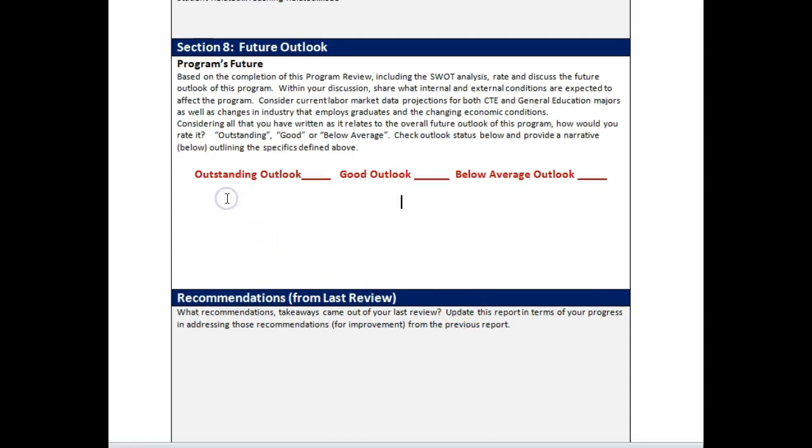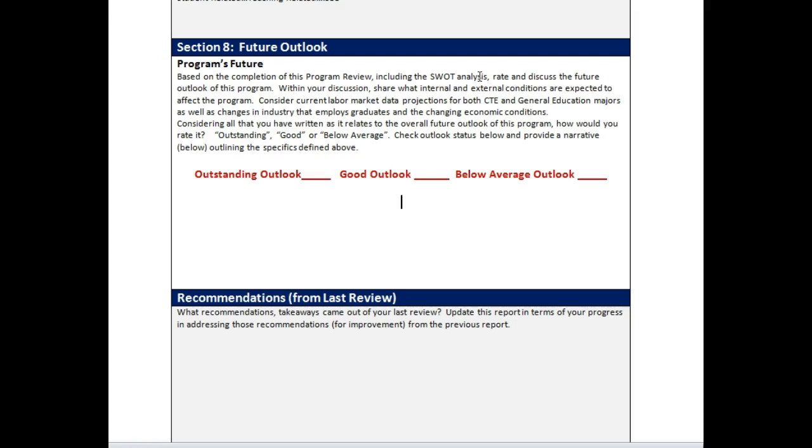Also, future outlook. This is the last part before we get to recommendations. Based on the completion of the program review, including the SWOT analysis, rate and discuss the future outlook of this program. Within your discussion, share what internal and external conditions are expected to affect the program. What's going on could be something in the business industry, right? It could be something at the community, at the four-year college level. Maybe there's a closure of a program. You just never know. Consider current labor market data projections for CTE and gen education majors, as well as changes in industry that employs graduates and changing economic conditions.